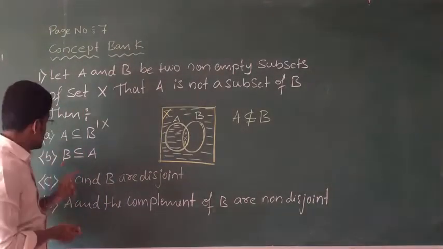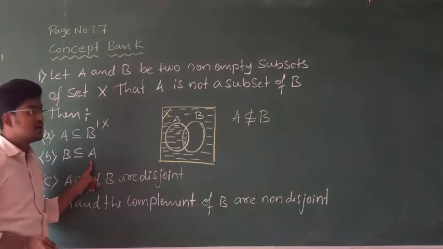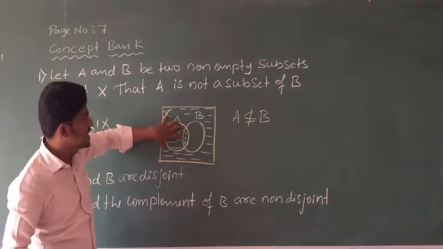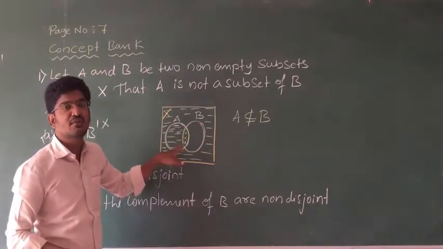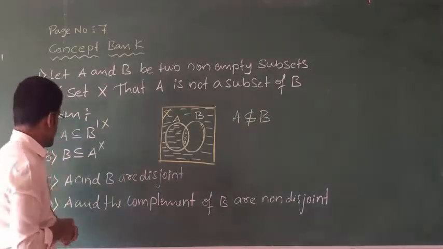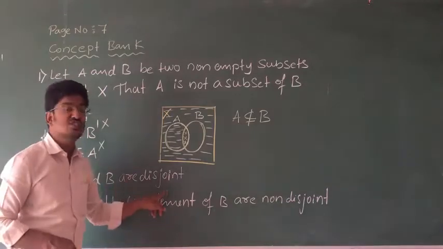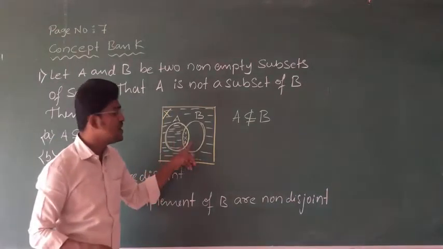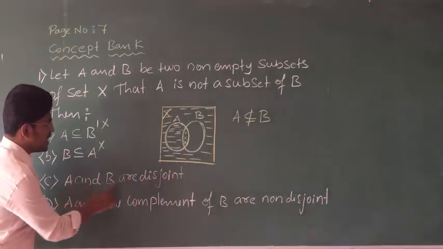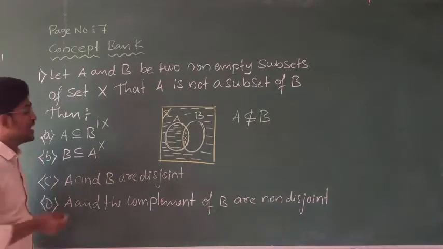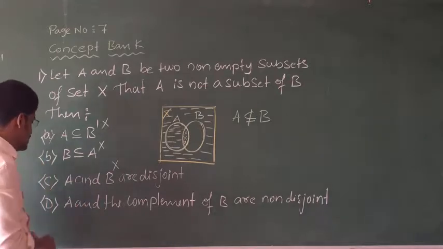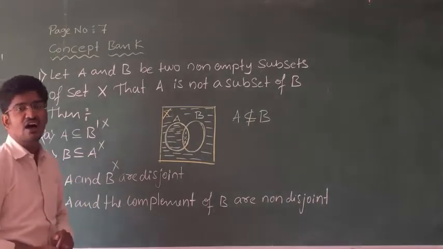Second one, see here, B is a subset of A. Clearly you can see from the Venn diagram that this is B, this is A. Clearly from this you can see that B is not a subset of A. This is also wrong. Okay. A and B are disjoint. See this. Here A and B are not disjoint. But what they are telling? A and B are disjoint, they are telling. Therefore, this is also not your answer. Then definitely option D will be the correct answer.